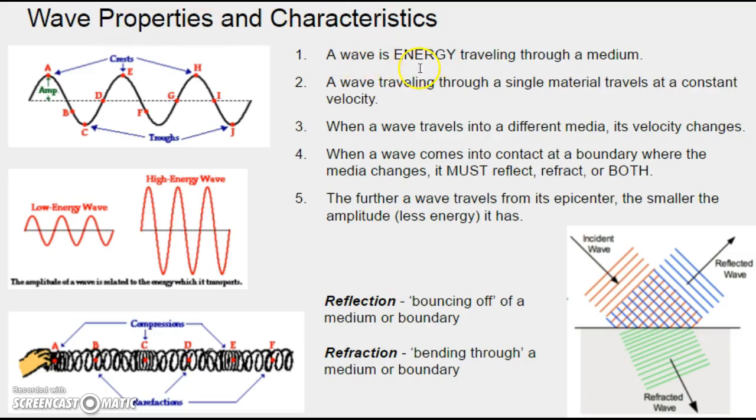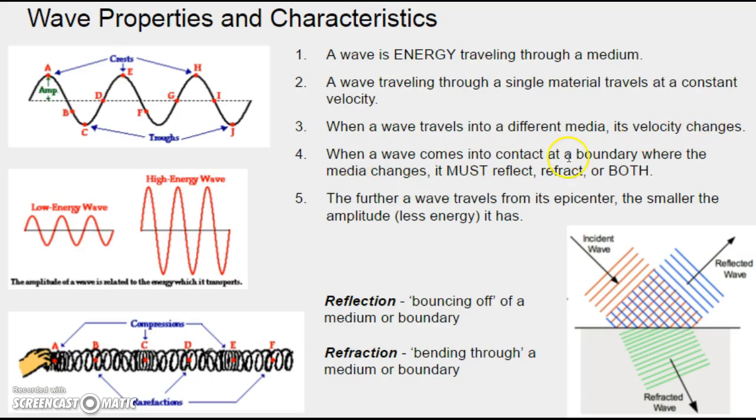We need to understand that a wave is simply energy traveling through a medium. A wave traveling through a single material travels at a constant velocity. So a wave traveling through, say, continental crust, presuming that the continental crust is the same material, is going to travel at a relatively constant velocity. But as soon as it travels through a different media, say oceanic crust, something's going to happen. The wave velocity is going to change. And we can say that here, when a wave travels into a different media, its velocity changes.